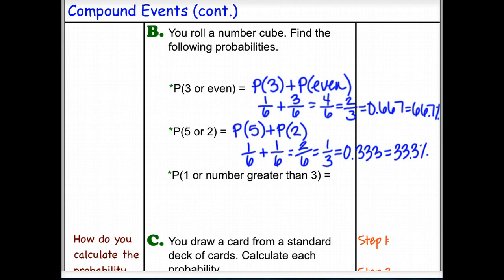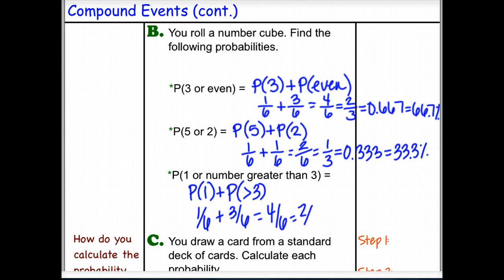Number 1 or greater than 3. So probability of 1 plus the probability of rolling greater than 3. Well, probability of 1 is 1 out of 6. Probability of greater than 3, it means I can roll a 4, a 5, or a 6, which is 3 out of 6, so 4/6 total, which is equal to 2/3, which is equal to 0.667, or 66.7%.